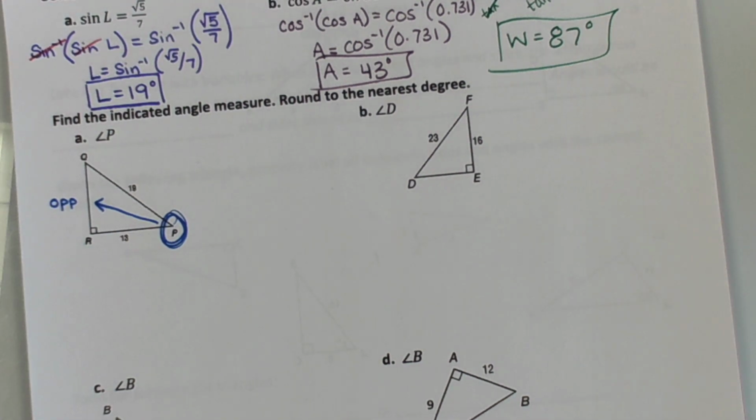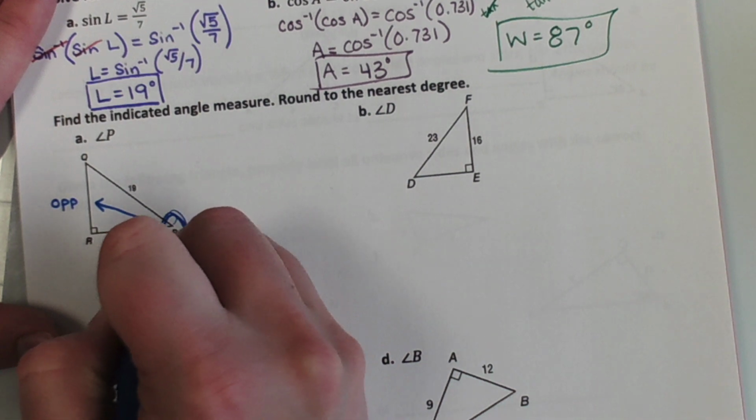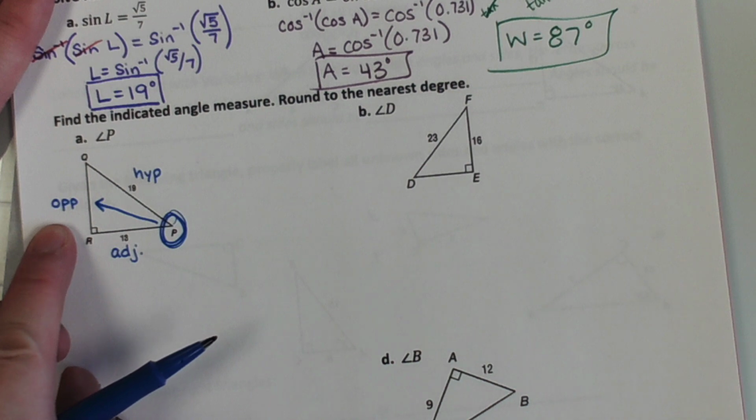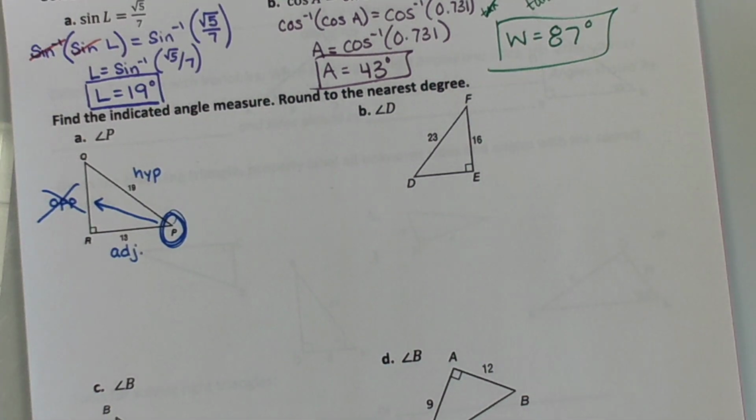Okay, which side's the adjacent? 13. Which side's the hypotenuse then? This one. Do you notice the opposite doesn't have anything marked on it? It's technically the opposite, but it's not helpful. Adjacent and hypotenuse are helpful.